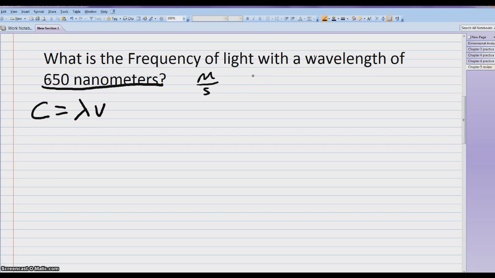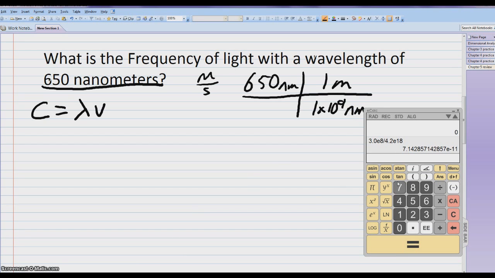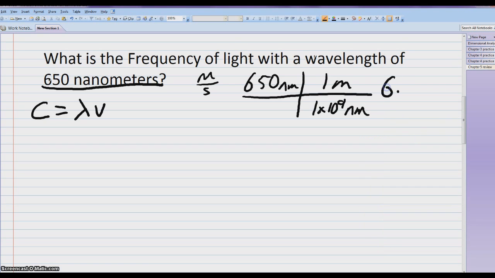So we start with our 650 nanometers. In 1 meter, which is our larger unit and what we're wanting to get to, we have 1 times 10 to the 9th nanometers. So on our calculator, we've got 650 divided by 1 times 10 to the 9th equals 6.5 times 10 to the negative 7th. And our unit for that would be meters, which is what we were wanting to get to.